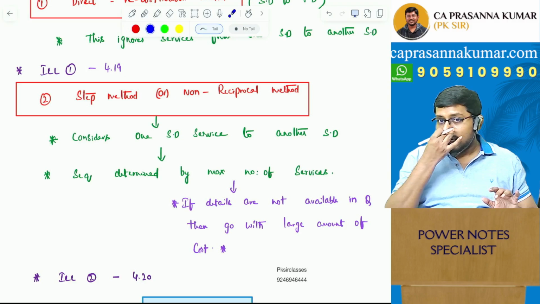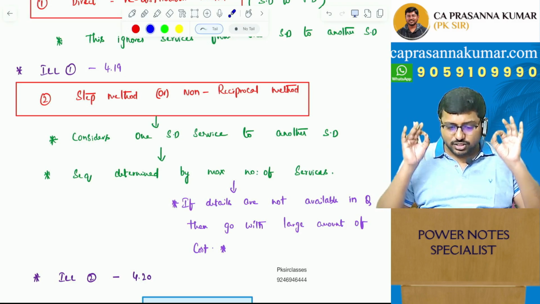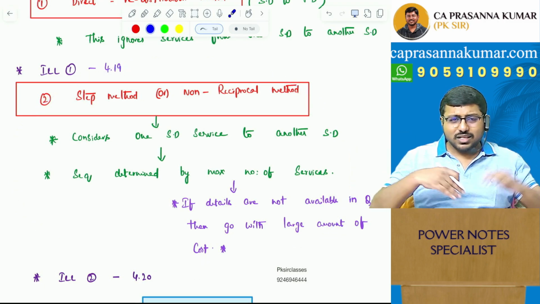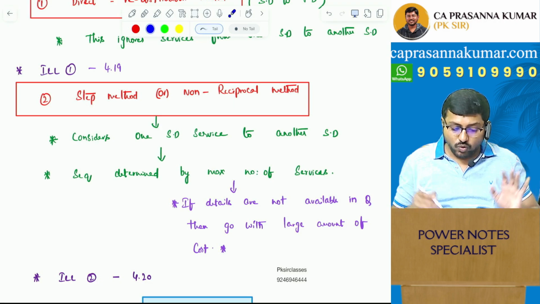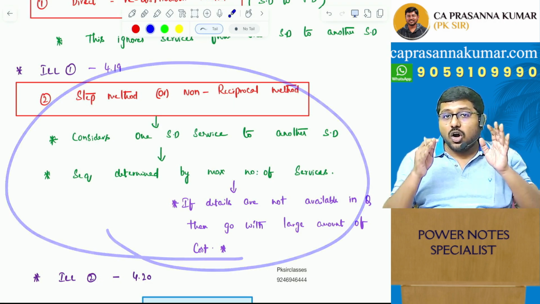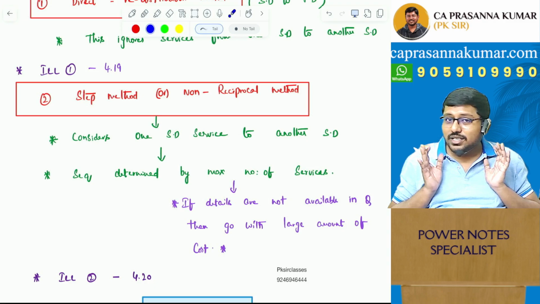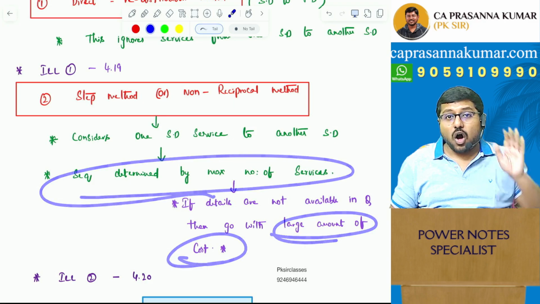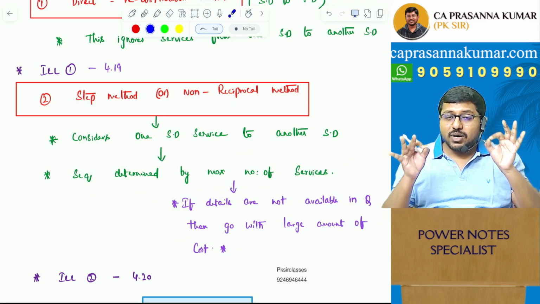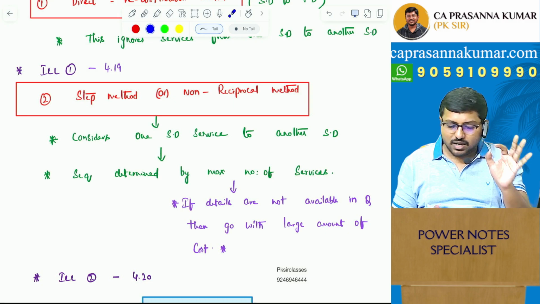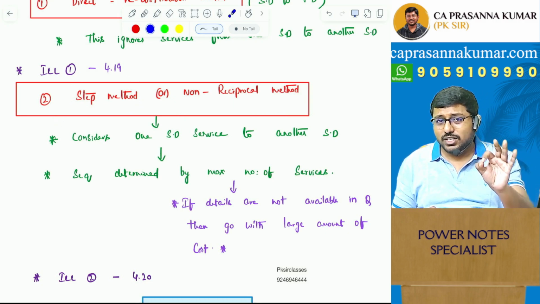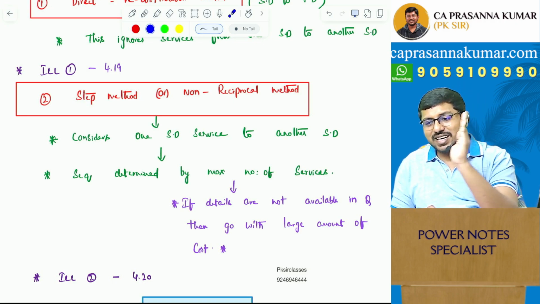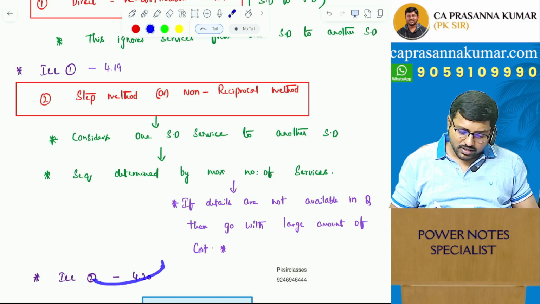In that order. Remember, when you're doing secondary distribution, order of reapportionment is important. In all other methodologies, that is not important. Only when it comes to the step ladder method is order of apportionment important. Now, how to decide the order? Either based on maximum number of services or based on the large amount of cost, or it will be given in the question. Again I repeat, when it comes to the step ladder method or step cost method or non-reciprocal method, whatever it is, order of apportionment is important. First with a service department, next with a service department, next with a service department, very important. Keep this in mind. Okay, let's go to illustration 2 now.